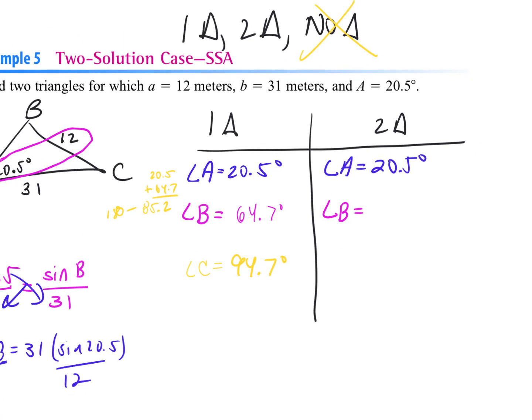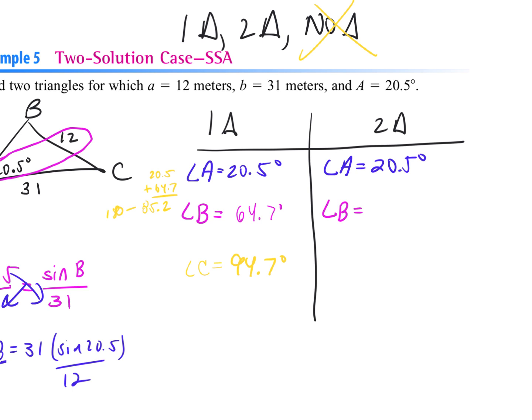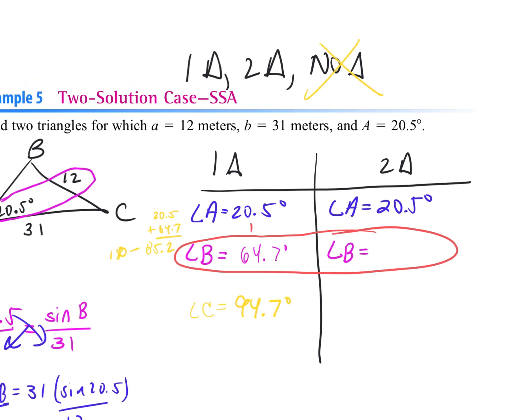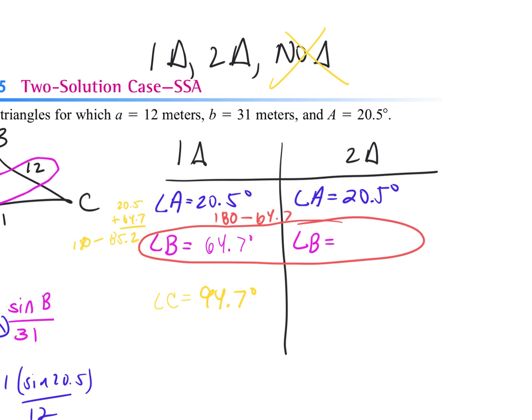How do I figure out if there's a second triangle? Well, what did we do last time? We took the one that we found, and you do what? What do we find? The supplement. What is 180 minus 64.7? Tell me what it is. 115.3. Does that tell me yet if I have a second triangle or not?